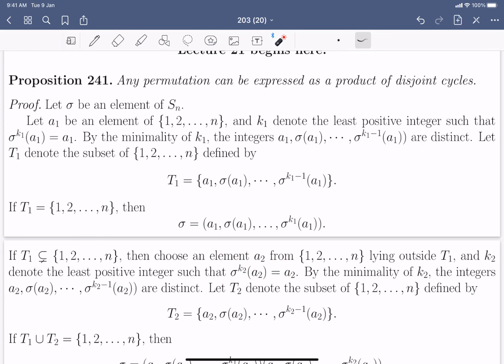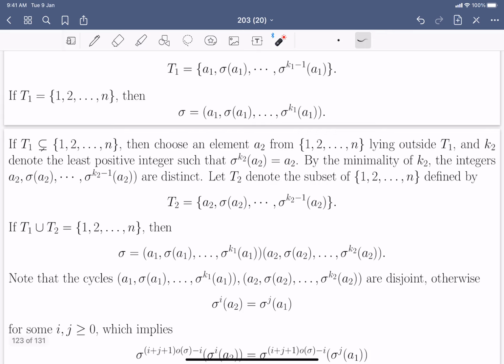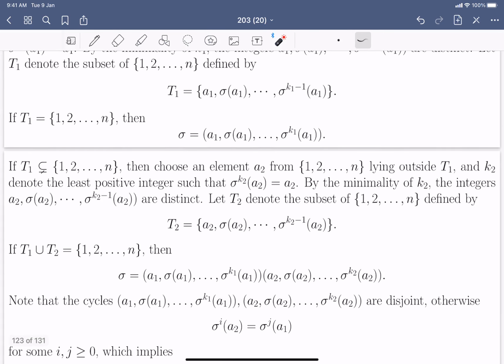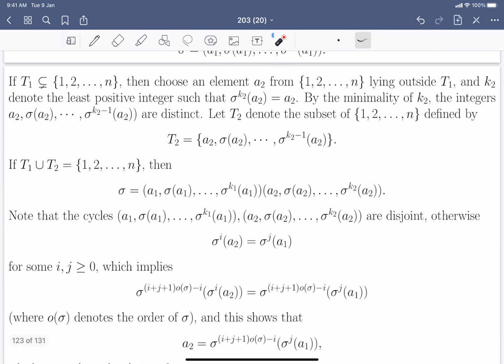k2 many times gives you a2, okay. And now again by the similar argument, by the minimality of k2, it follows that these integers a2 till sigma raised to k2 minus 1 applied to a2 are all distinct, okay. Now if you look at this set and decide to call it t2, then you know that t1 and t2 are certainly disjoint, by our very construction. So what I'm trying to say is that these two cycles are disjoint.